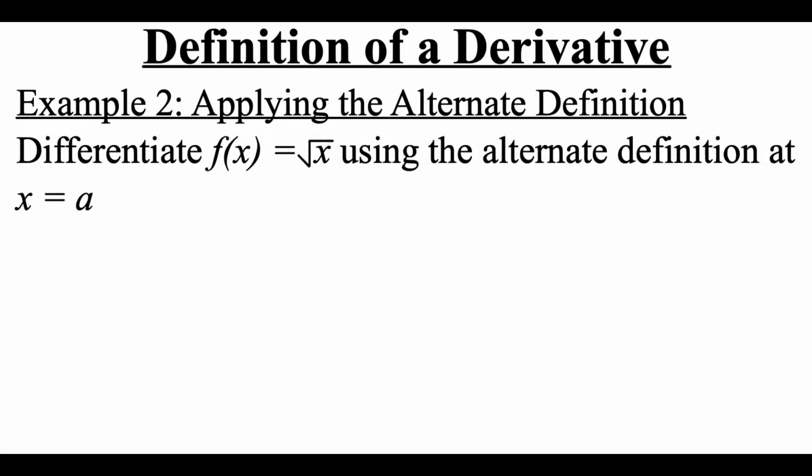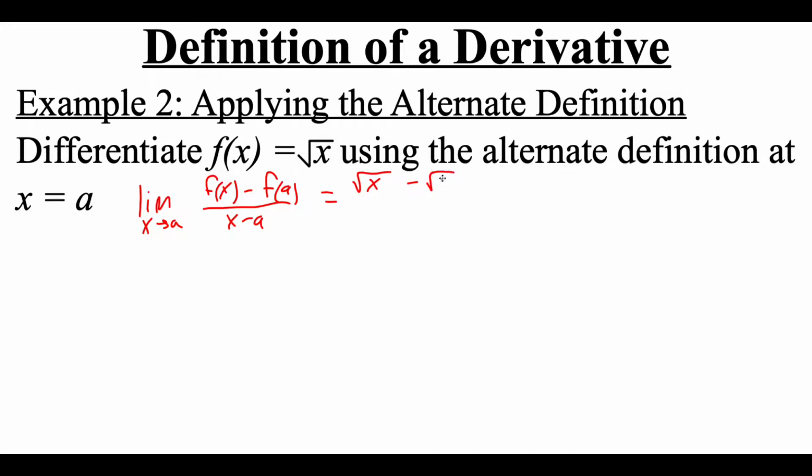So in this example, we're going to use that alternate definition to help us differentiate f of x equals the square root of x at the x value of a. So again, we're doing the limit of f of x minus f of a all over x minus a, and we're taking this limit as x approaches a. So as far as that f of x at the very beginning, that's just the original function, the square root of x. And then we have to do minus, now we're going to do f of a, so that means plug a into that function.